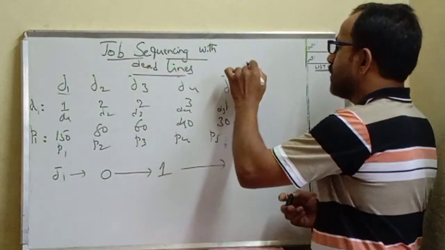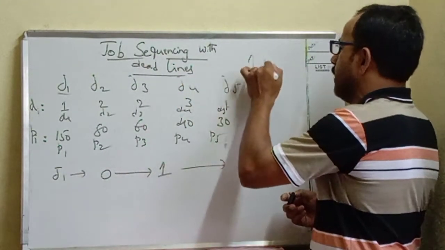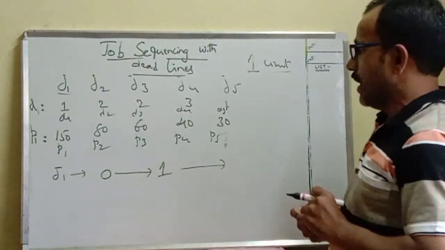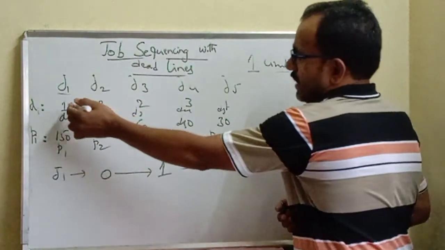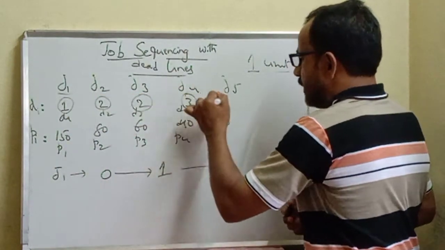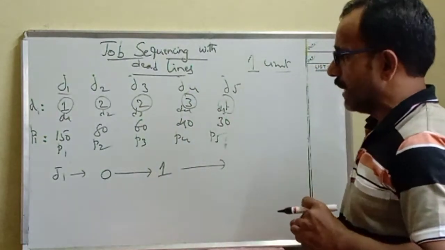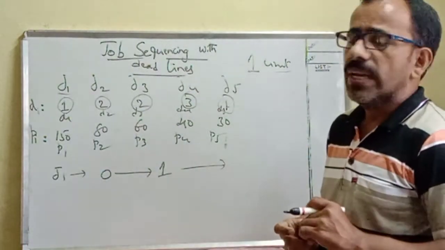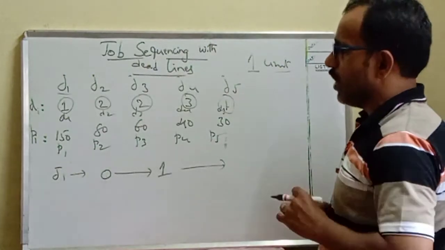Whatever processor we use, that processor requires 1 unit time to execute all the jobs. 1 unit means same like this. This is 1 unit deadline. This is 2 units deadline. This is 2 units deadline. This is 3 units deadline. And this is 1 unit deadline. Here we are using only one processor. Means only one machine is there.